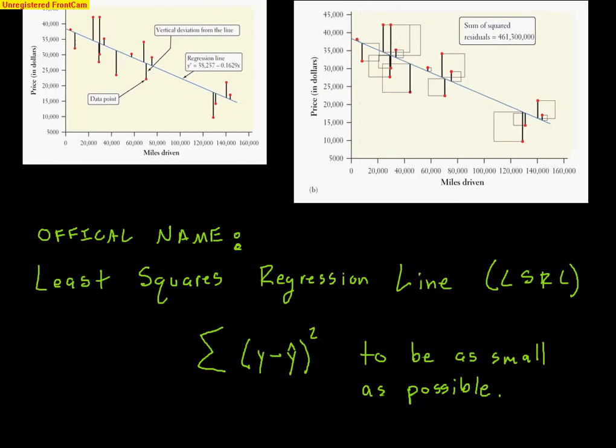All right, lastly, the very last thing for today's video is the official name. The official name for regression line is called a least squares regression line. Okay, this is extremely important. We call it LSRL for short, least squares regression line. Where does it get its name? Well, it comes from a very simple idea that we want our residuals to be as small as possible, right?